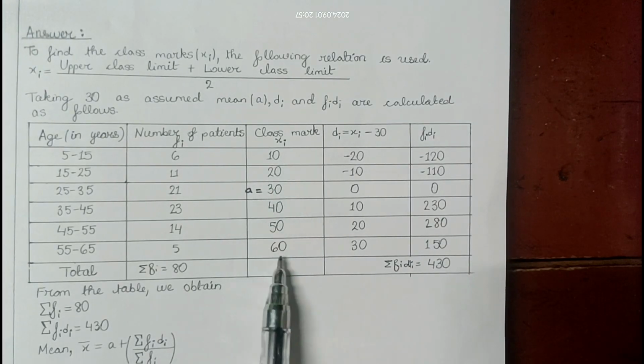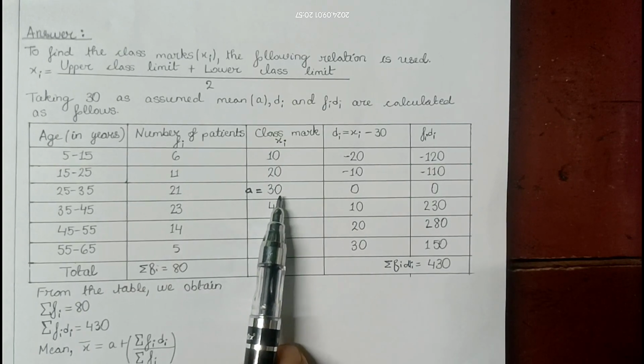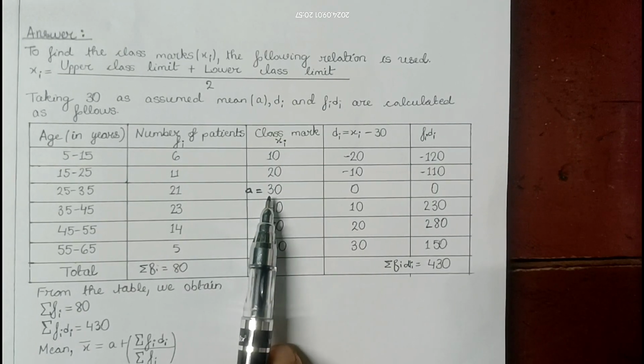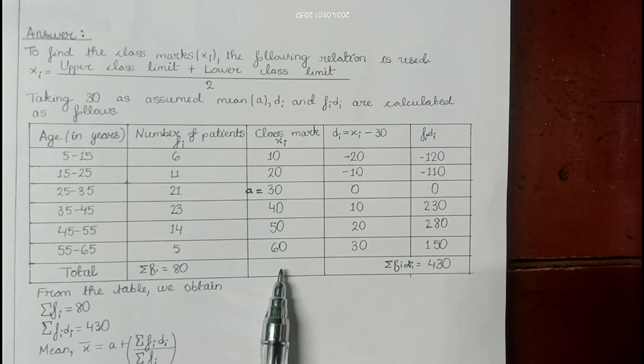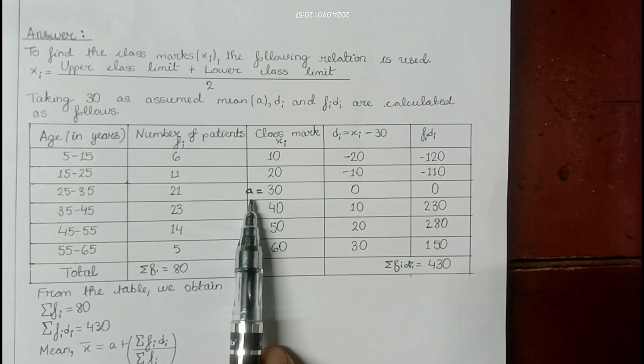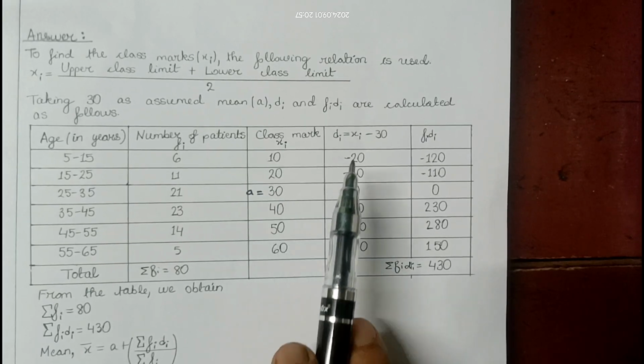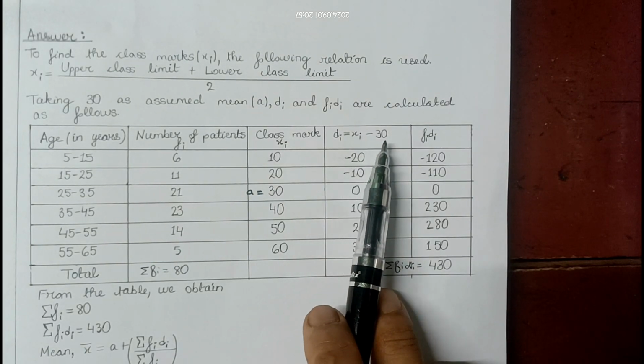Now from these class marks, we have considered 30 to be the assumed mean. It's up to you; if you want, you can consider another value also. Any value can be considered as the assumed mean. We have considered 30 to be the assumed mean. Now if I consider a equal to 30, then the deviation formula is xi minus a, that means xi minus 30.